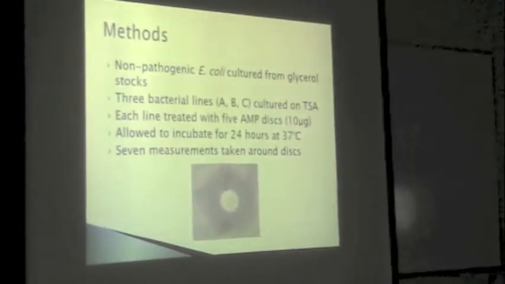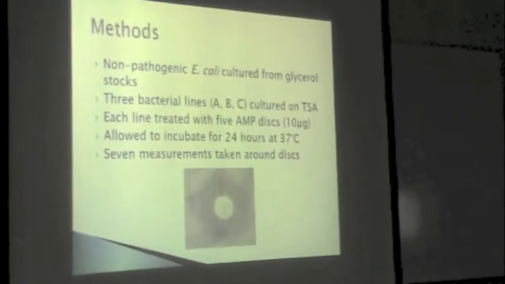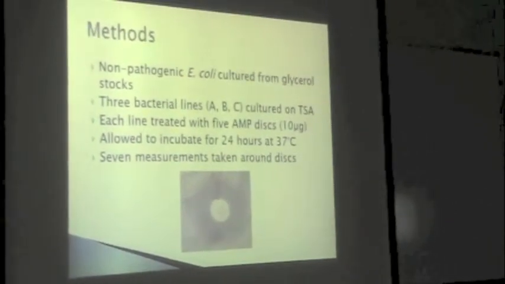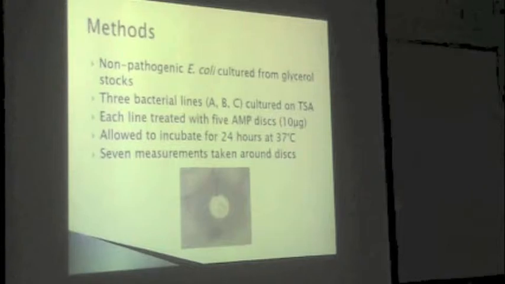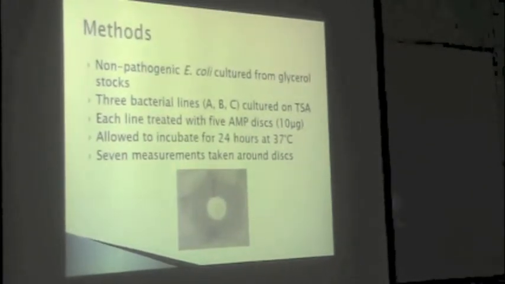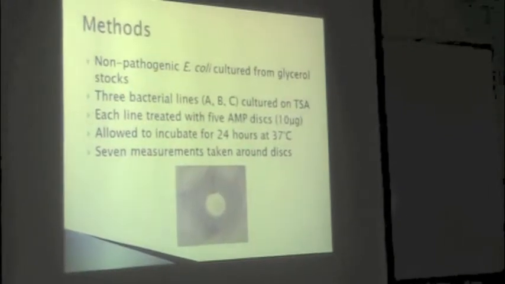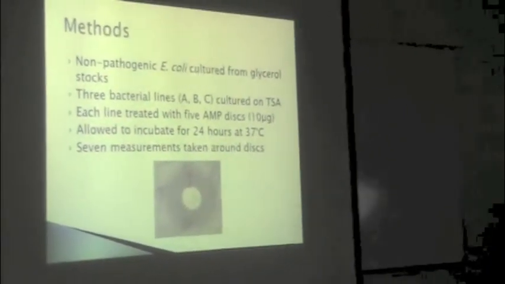I created 3 different bacterial lines. I titled them A, B, and C. I cultured them on tryptic soy agar, that's the TSA. It's a very standard media that we use in the micro lab, so it's not selective for anything, everybody uses it. Each line I treated with 5 ampicillin discs that had 10 micrograms of ampicillin on them. I placed the 5 discs in an X-shaped pattern, 4 at each corner and 1 in the middle, and I did that again for all 3 lines.